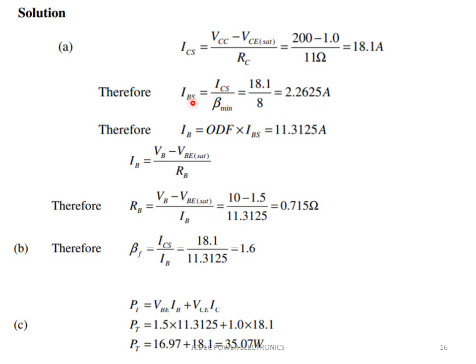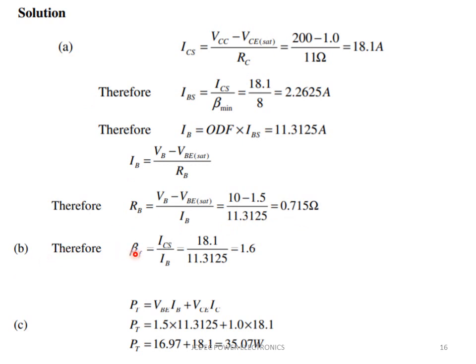So I get IBS. Once I get IBS, I'll substitute it here: 5 into IBS, I should be getting this value. Once I know the IB, I can substitute this value here and get the answer for RB. So this is the way you should remember all the formulas and try to substitute and get back the values. Okay, so we got part A of the problem, RB equal to 0.715. Please work it out in your book.